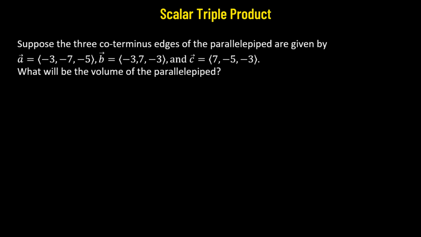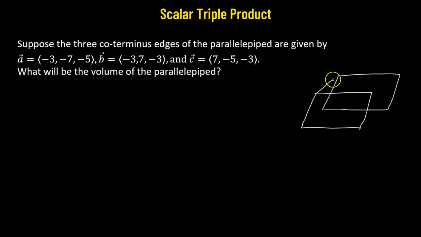In this particular problem, we are provided with three vectors a, b and c, and these three vectors represent the three coterminous edges of a parallelepiped. So that means a parallelepiped. Let's draw it. So here we have three vectors. Let's call this vector a, this particular vector b, and the third edge vector c. And all these three vectors are coterminous. That means they start from the same point, let's call it O. So they are coterminous at this particular point. So using these three vectors, we need to obtain the volume of this parallelepiped.